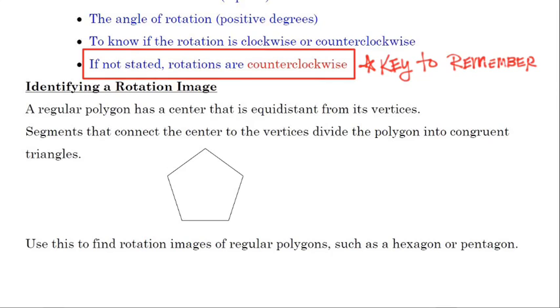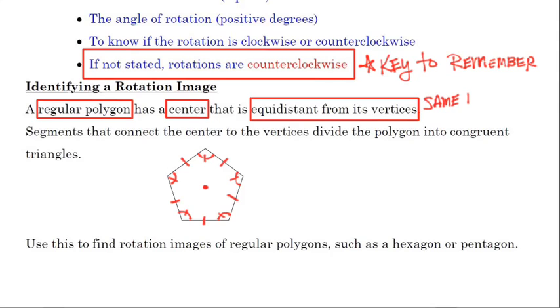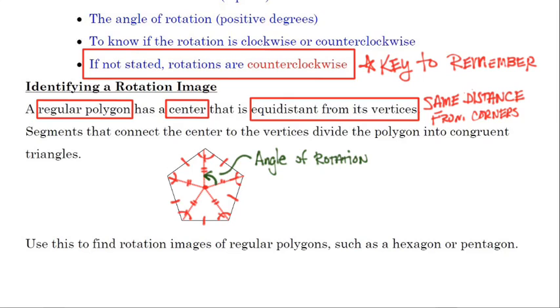So we'll often talk about regular polygons and their rotations. If we remember, a regular polygon has congruent sides and congruent angles, so all the angles are the same and all the sides are the same. And so it has a center in the middle that is equidistant from the vertices, the same distance from the corners. If we were to draw those lines in, there's my center equidistant from the vertices. I can see that I would be able to rotate some angle that would map A onto A prime.